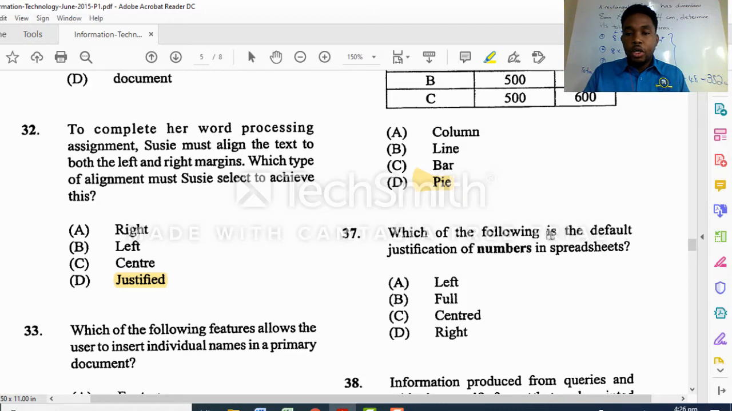37 says, which of the following is the default justification of numbers in a spreadsheet? What I use to remember is I look at the R in numbers, right? So R in numbers would represent numbers going to your right. If it was the word text here, we would look for the E and the T, and we say text would go to the left. Because it is numbers in a spreadsheet, numbers are aligned automatically by default to your right. So we select right.